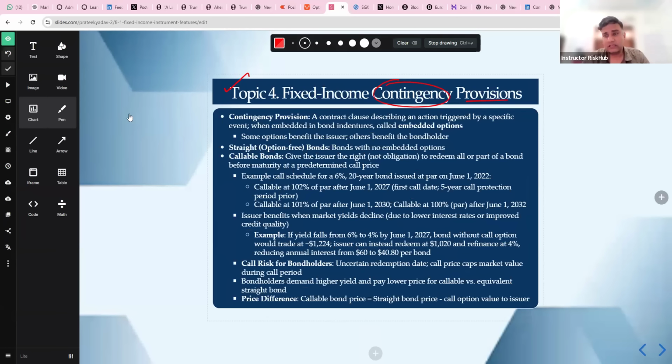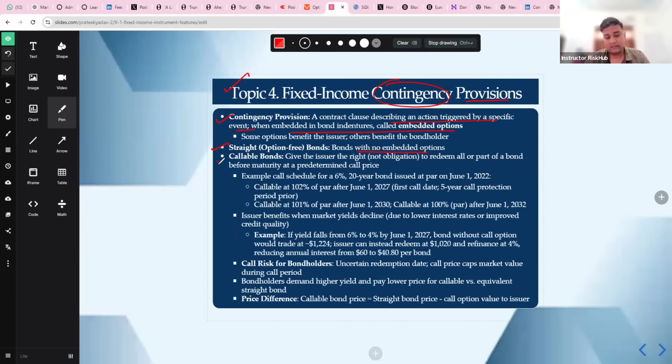What is the contingency provision? A contingency provision is a clause triggered by a specific event, right? It describes an action triggered by a specific event; when embedded in an indenture, they are called embedded options, right? These are your embedded options inside bonds. Some benefit the issuer, some benefit the investor. Then we have the straight or option-free category, which has no embedded option. Most basic bond price depends mainly on your interest rate, your credit risk, your maturity, your coupon, right?